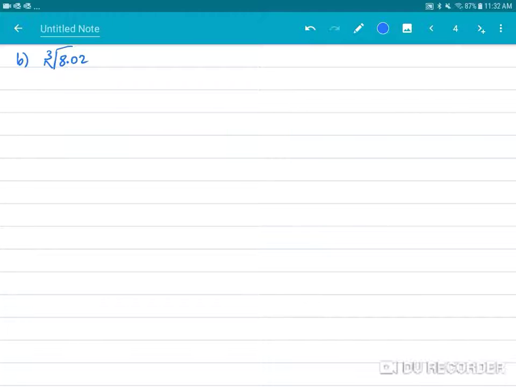For b, I will define my function f of x as cube root of x and a as 8, because it's easy to calculate cube root of 8, and 8.02 is close enough to 8. So to get L of x, we need f of a, which is 2.